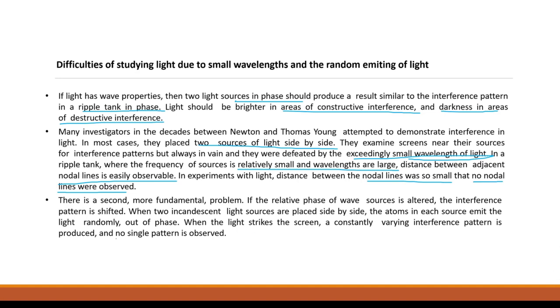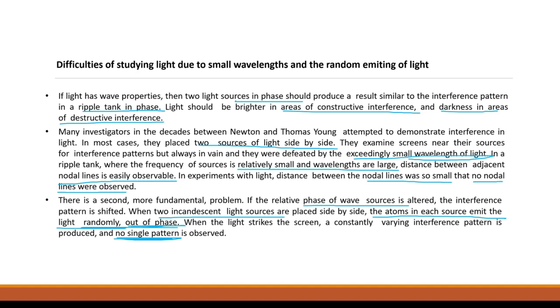And sadly, there's another more fundamental problem. If the relative phase of wave sources is altered, the interference pattern is shifted, as we saw with the water ripple tanks. When two incandescent light sources are placed side by side though, the atoms in each source emit the light out randomly and out of phase, and there's no way to control it. So when the light strikes the screen, a constantly varying interference pattern is produced and no single pattern is observed.